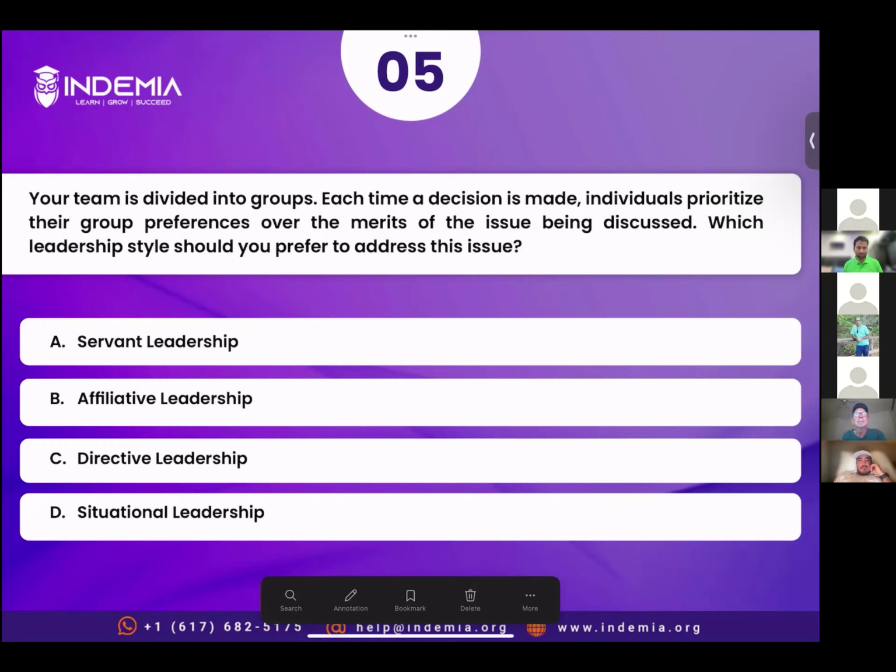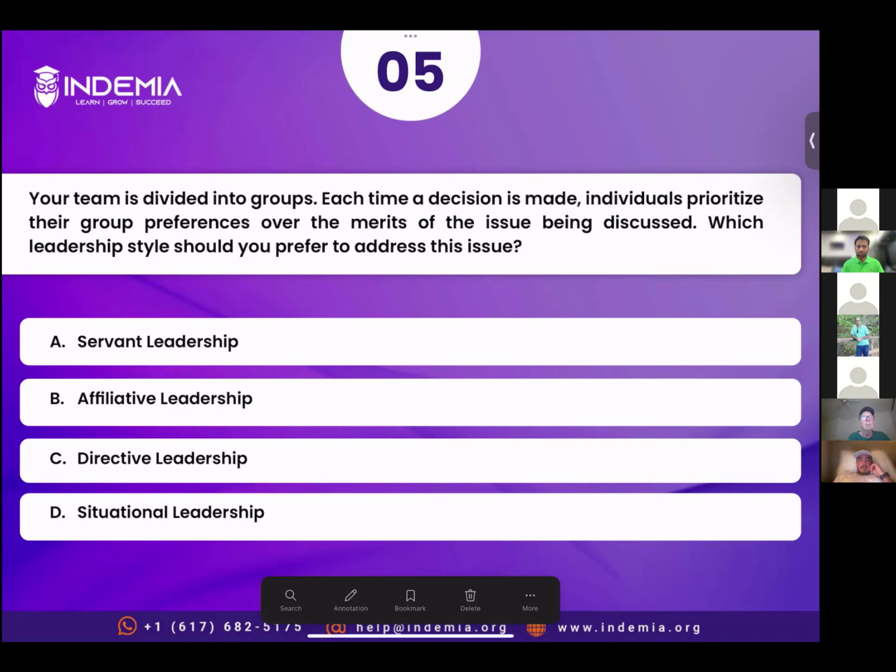So let's see what's happening here. It says your team is divided into groups. So there is a division, number one, right? There is lack of cohesiveness, lack of team bonding. That's the problem in this statement. As a result, each time a decision is made, individuals prioritize their group preference over the merits of the issue. In the last session, we discussed that when we have more than one correct option, we look for the option that addresses the root cause of the problem. So what's the root cause here? Root cause is division. The team is divided.